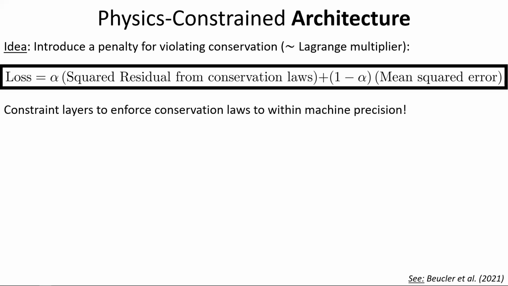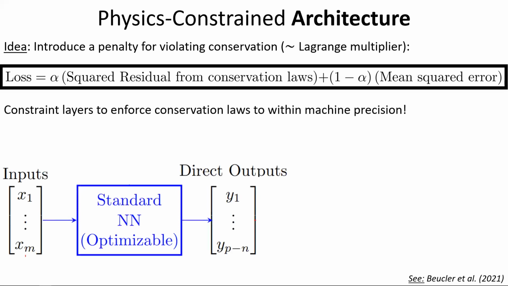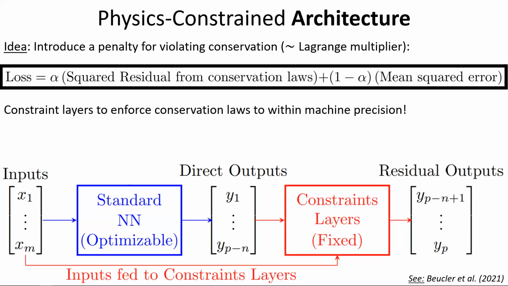And we try to make it as simple and general as possible so that it could work for any nonlinear analytic constraint. So as long as you can write it down, you can enforce it. And I'm going to briefly go through the idea for a neural network. So imagine you have a problem with m inputs and p outputs and n constraints. The trick is instead of outputting p outputs, you output p minus n direct outputs, and then you use fixed constraint layers to calculate the residual output so that the whole constraints are exactly enforced.